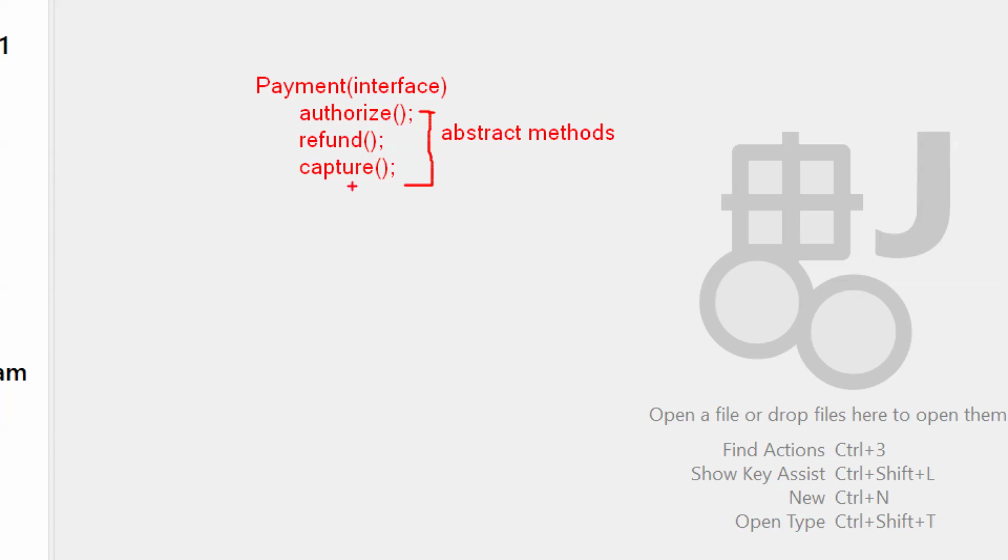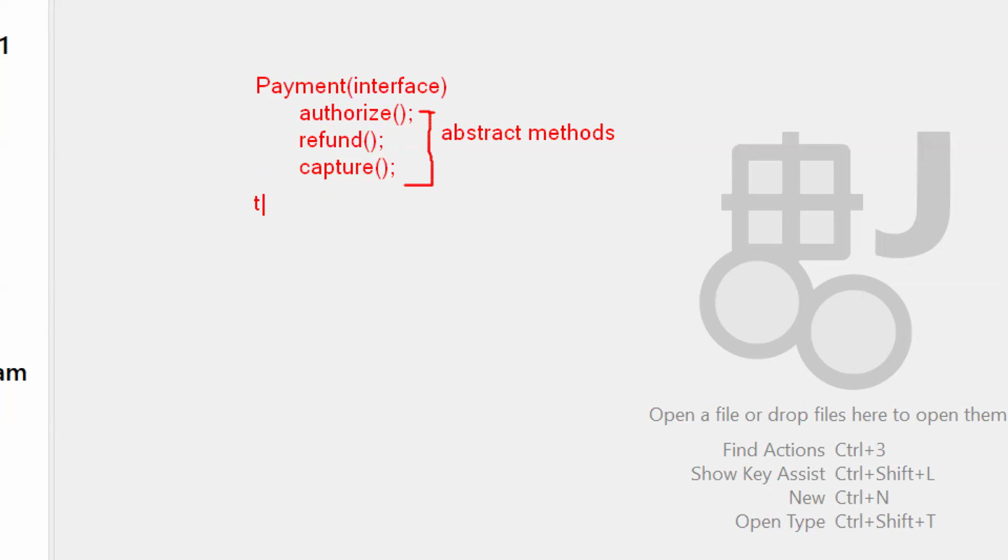Am I clear with you? Cool. So this is my payment interface, but I don't have any variables here. Directly, abstract methods only I'm creating: authorize, refund, capture. What are these three? Abstract. These are all abstract methods.